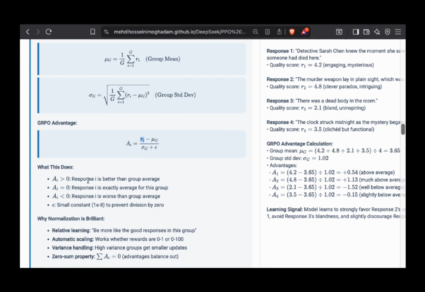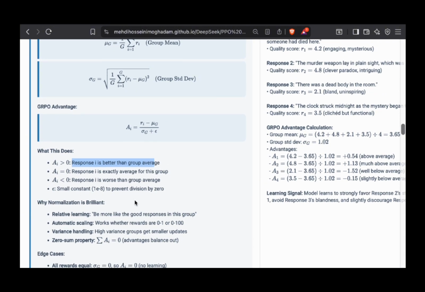So if advantage is bigger than 0, response is better than group average. If it's equal, response is exactly average of the group. If it's less, so the response is worse than the average group, so make it less likely. In this case, make it more likely. And epsilon is just to make sure that we don't have any kind of division by 0.